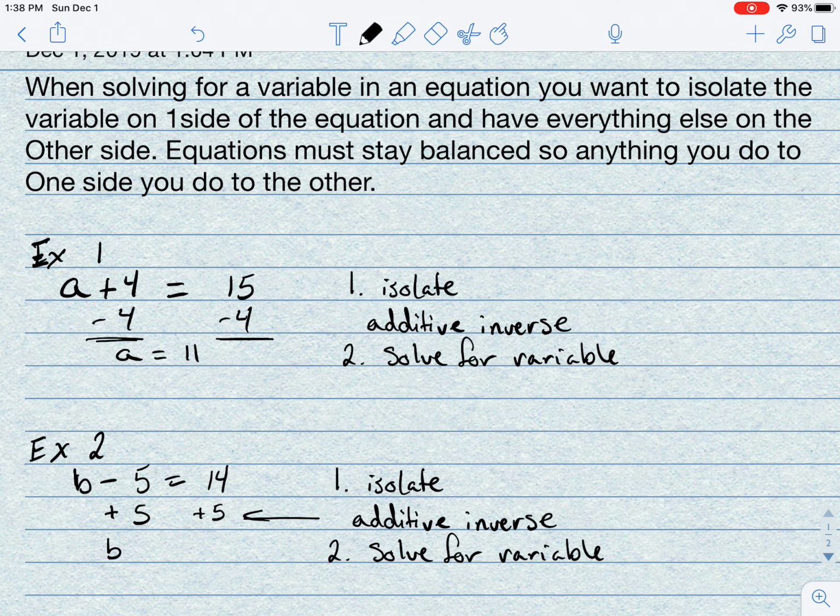Now we're left with b equals 14 plus 5, which is 19. And once again, a negative 5 plus 5, that is just going to give you 0. Anything plus or minus 0 is just going to be whatever that was, in this case, b.